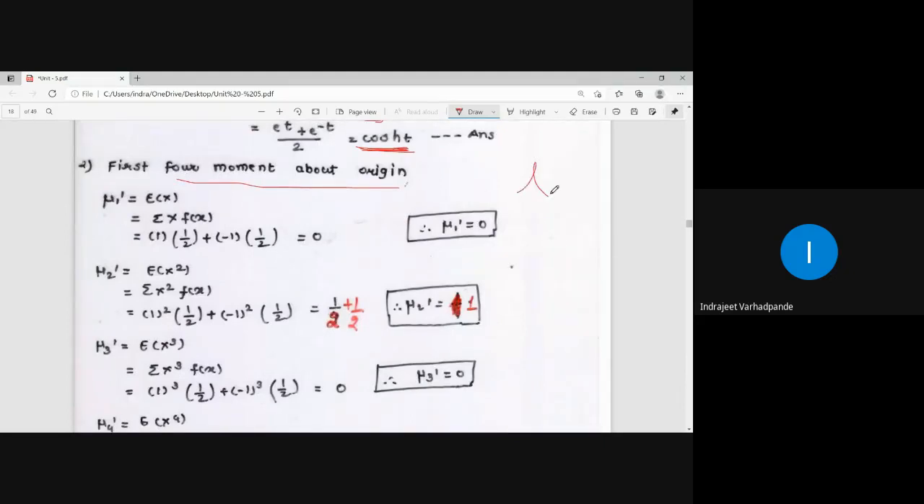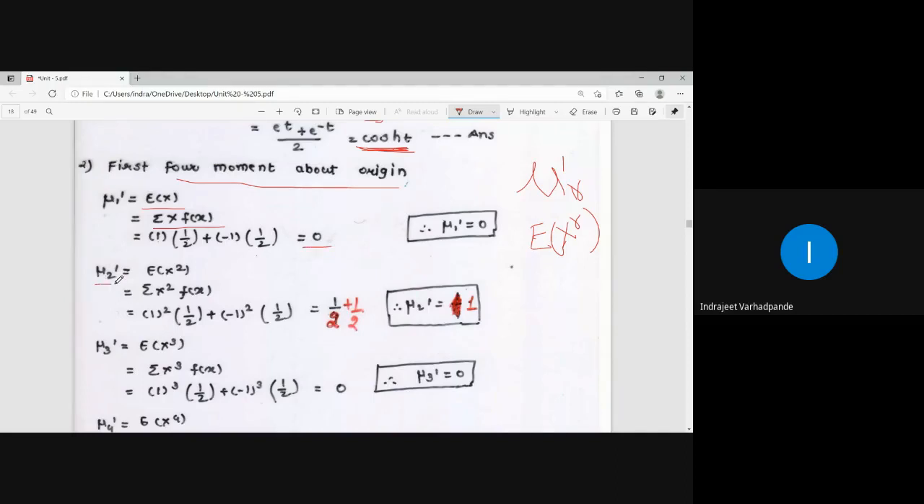Origin means mu1 dash, whose formula is expectation of x to the power r. What is the formula of mu r dash? I will be using it. mu1 dash means expectation of x, which is summation x into f of x: 1 into 1 by 2 plus -1 into 1 by 2. Its answer is 0.